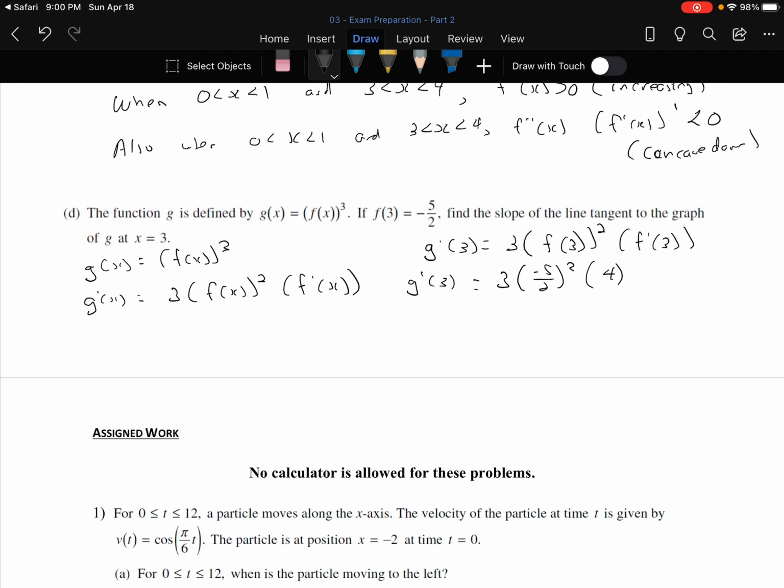Wow, that was tricky. And so then when I multiply that stuff all out, what do I get? G prime at 3 is 75 over 4. The 4's cancel. 3 times 25 is 75. Wow, that question has some torque to it. Yeah, those really need some work. So you're really going to have to go back and look those over and try some different versions of those to get ready for that type of question.